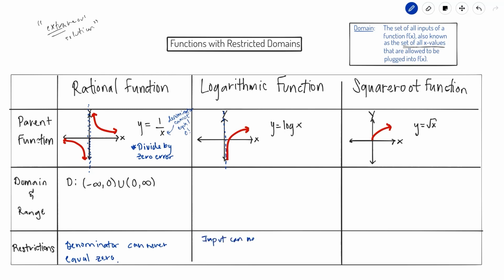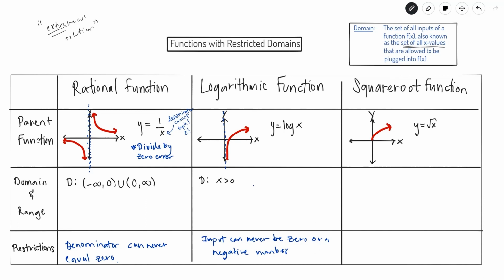And so we said our restriction for this one is that the input can never be 0 or a negative number. And so how would we define the domain of this function here? Well, it's not allowed to be negative. It's not allowed to be 0. That means it can only be things that are positive. So I can say that this is everything greater than 0.